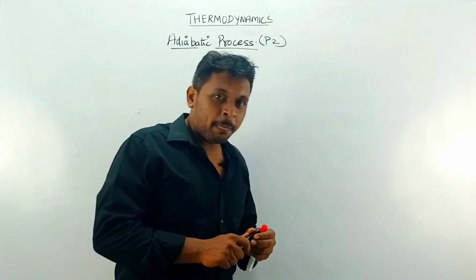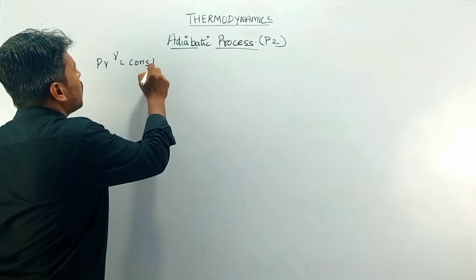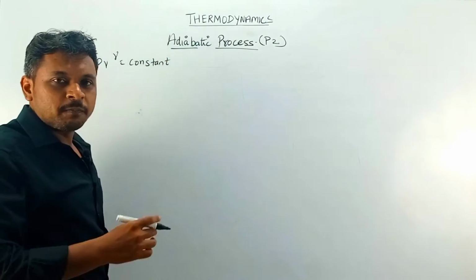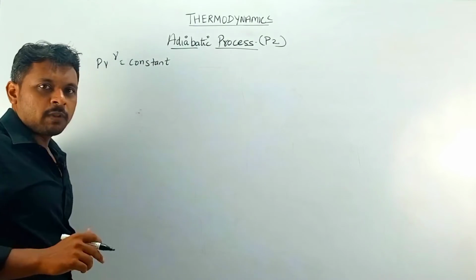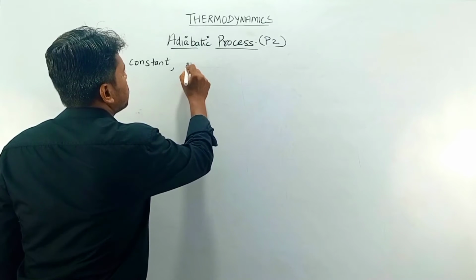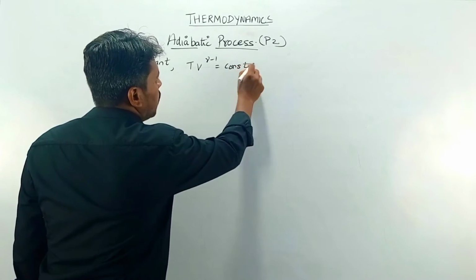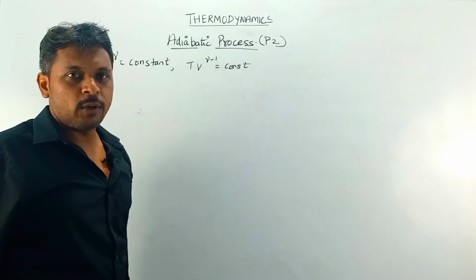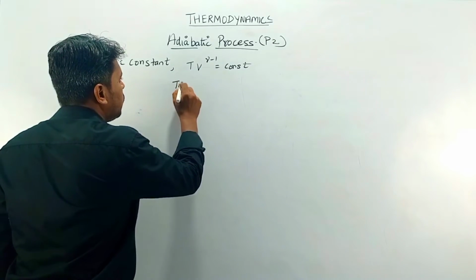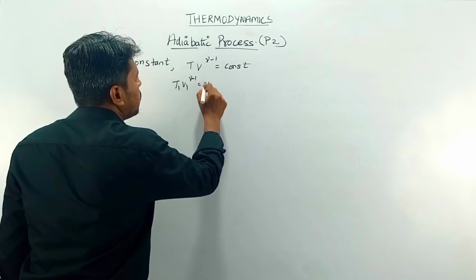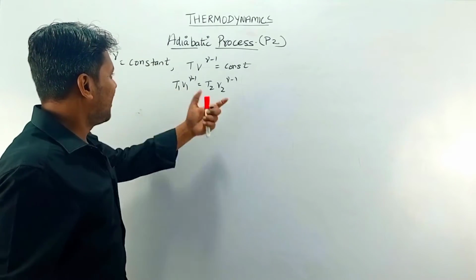Okay, let us see. First, the equation of adiabatic process, PV^gamma is equal to constant. This we have discussed earlier. Here the equation is represented with pressure and volume. We have one more equation with respect to temperature and volume, T V^(gamma minus 1) is equal to constant. This is also an adiabatic equation with respect to temperature and volume. So this could be represented for states 1 and 2 as T1 V1^(gamma minus 1) is equal to T2 V2^(gamma minus 1). Okay, so these are the equations.